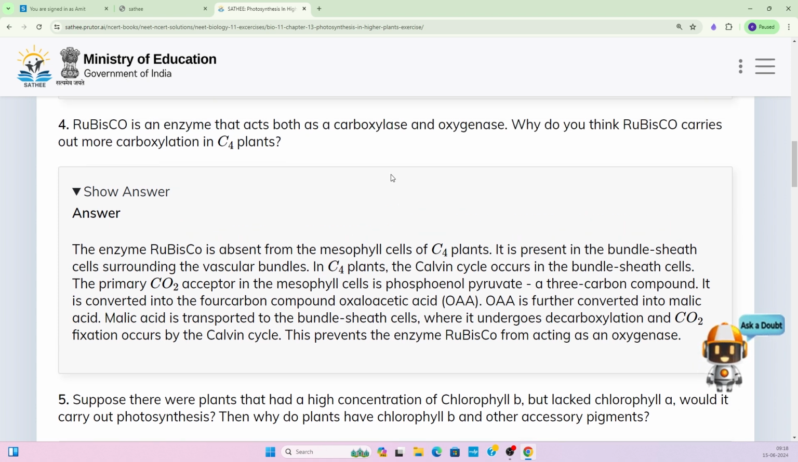Rubisco is an enzyme that acts as both carboxylase and oxygenase, right? But in the case of C4 plant, only the carboxylation process is taking place because the wall of this bundle sheath is very, very thick and it does not allow the oxygen or carbon dioxide to reach there. So what is transported in the bundle sheath cell? That is, the oxaloacetic acid is converted to malic acid and malic acid is transported into the bundle sheath cell. So there it is broken down to the carbon dioxide. Okay.